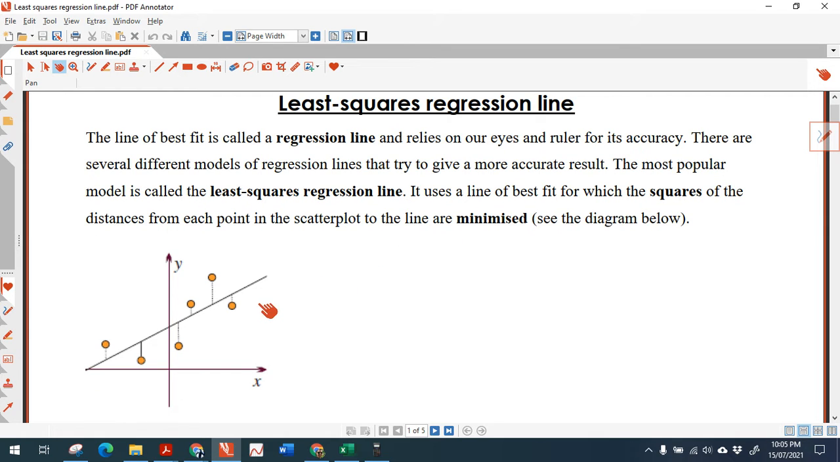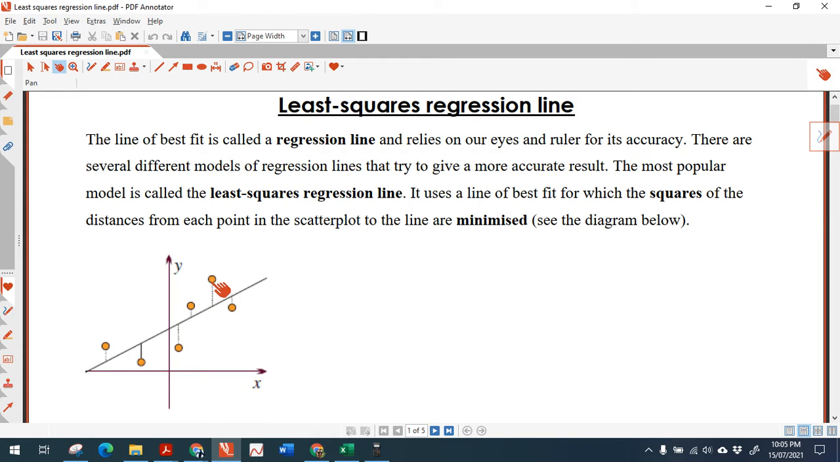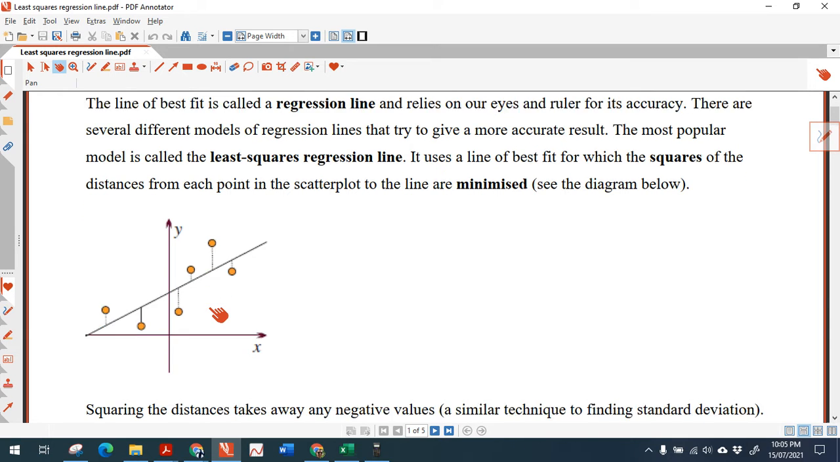So what that means is, here's one of our points. If you look at the vertical distance from the point to the line, you can see here the vertical distance from each point to the line. We're trying to minimize the square of these distances. So the line that you draw such that the distance squared is kept to a minimum is called the least squares regression line.